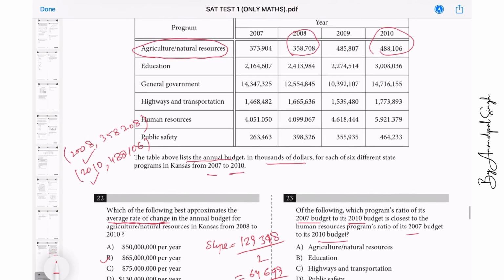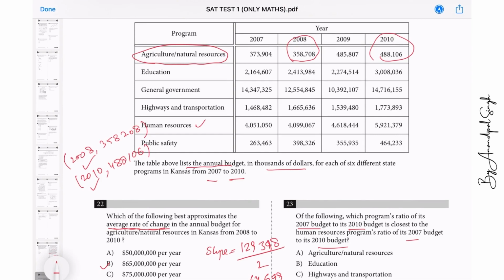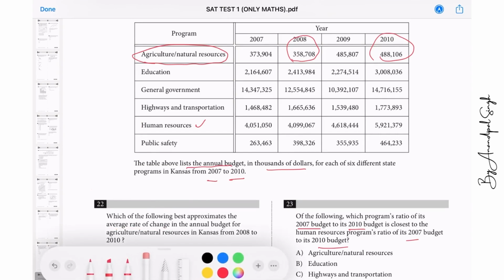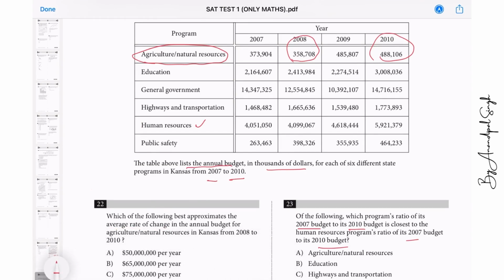So human resource program, where is human resource program? This is human resource program. First of all, let me rub these things. Now human resource program is this one, and the budget ratio, this to this is how much? You will just find it out using the calculator. It is 4,051,050 divided by 5,921,379. You get 0.68. So here the ratio is 0.684.